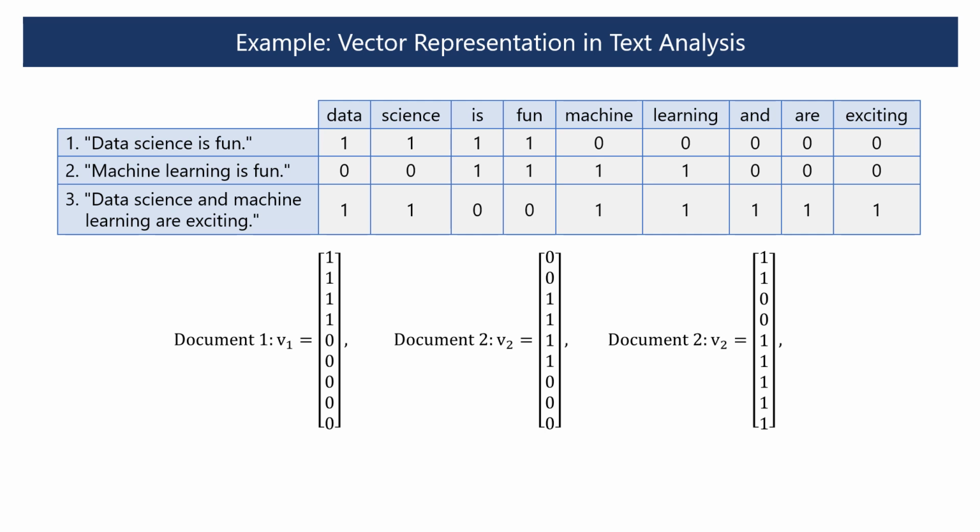We can convert this term frequency table into vectors. Here, each vector represents a document, and the vector's dimensions correspond to the words in the vocabulary.